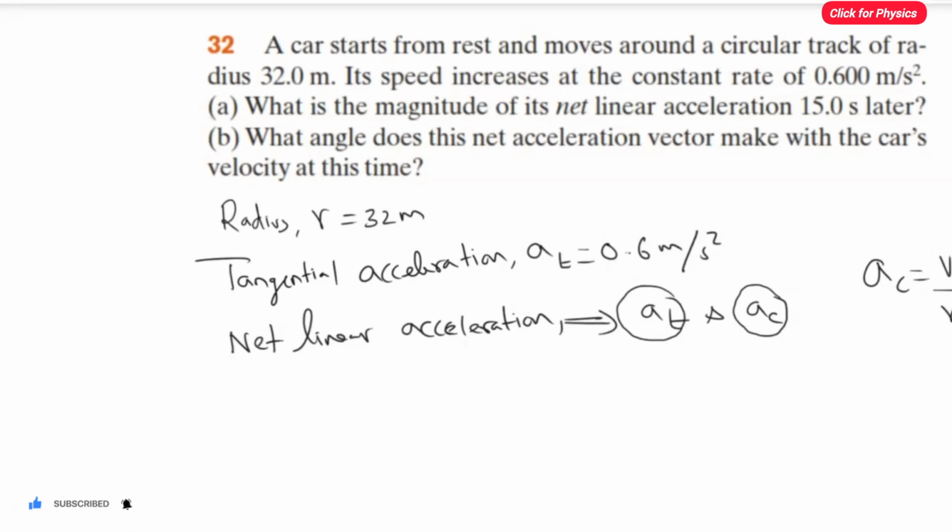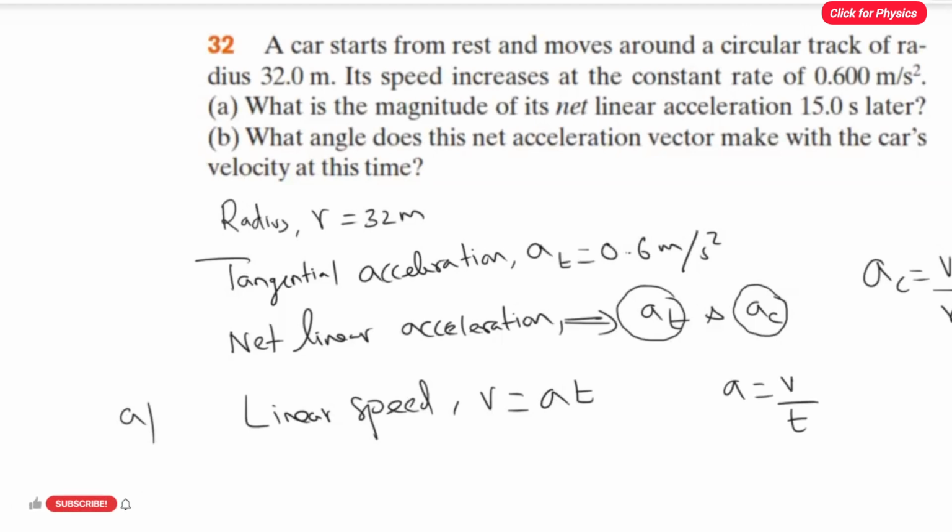What's the formula for linear speed? In theory we studied v, which is nothing but acceleration multiplied by time, right? Because we studied the formula acceleration, which is nothing but speed divided by time. So speed is nothing but acceleration multiplied by time, but here the acceleration is the tangential acceleration. Clear? So the tangential acceleration is v over t. We have to rearrange this equation in terms of v. Therefore we will get a_t multiplied by t.